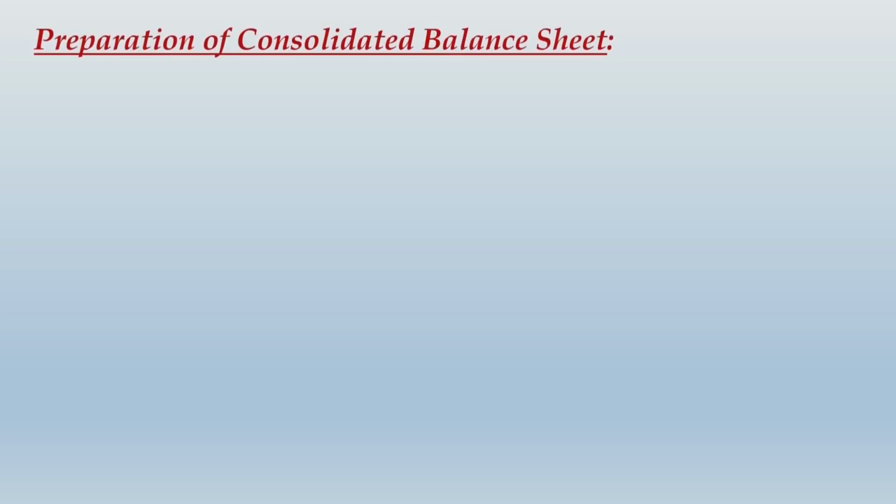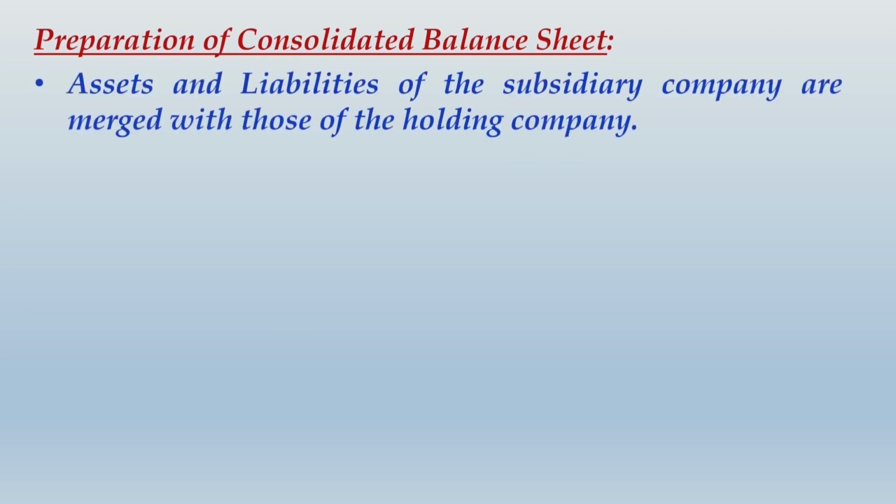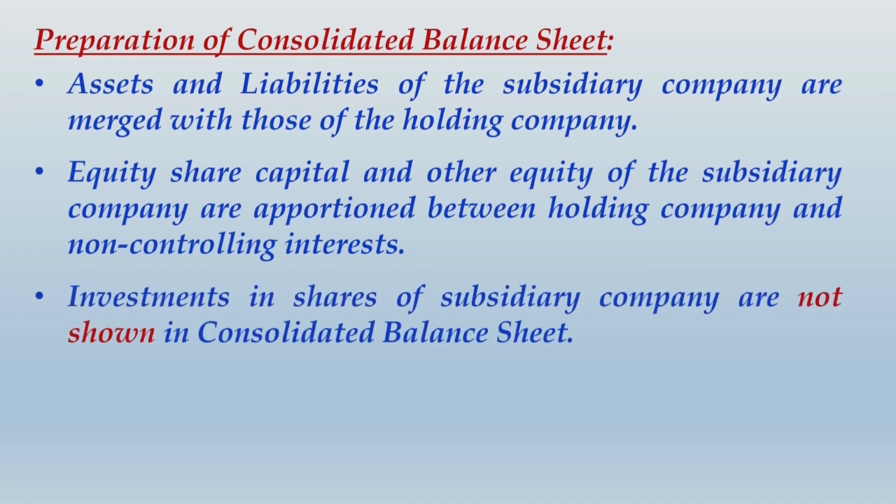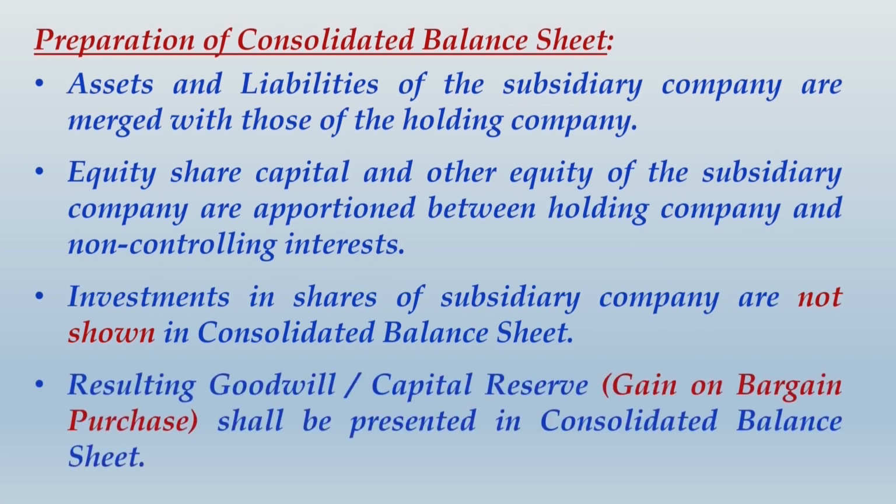So based on what we have discussed, in the preparation of consolidated balance sheet, assets and liabilities of the subsidiary company are merged with those of the holding company. Equity, share capital and other equity of the subsidiary company are apportioned between the holding company and non-controlling interest. Investment in shares of the subsidiary company is not shown in the consolidated balance sheet. Resulting goodwill or capital reserve, that is gain on bargain purchase, shall be presented in the consolidated balance sheet. So friends, first write up this much, then I take you ahead.